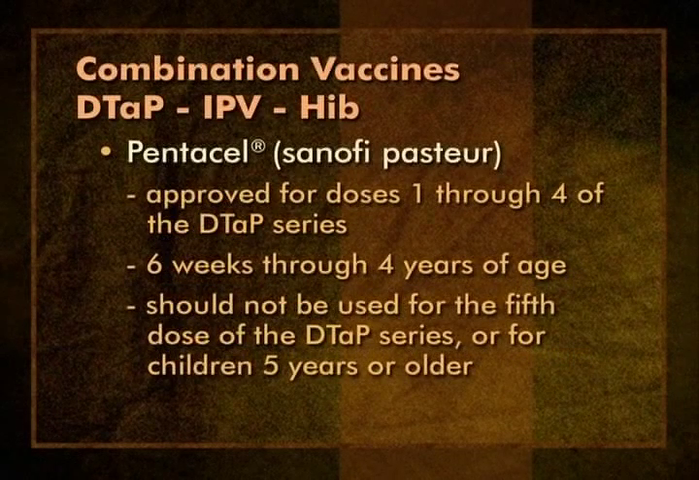The fourth combination vaccine that contains DTaP is Pentacel, produced by Sanofi Pasteur. The vaccine contains lyophilized ActHIB that is reconstituted with a liquid DTaP-IPV solution. Pentacel is approved by FDA for doses 1 through 4 of the DTaP series among children 6 weeks through 4 years of age. Pentacel should not be used for the fifth dose of the DTaP series or for children 5 years or older.